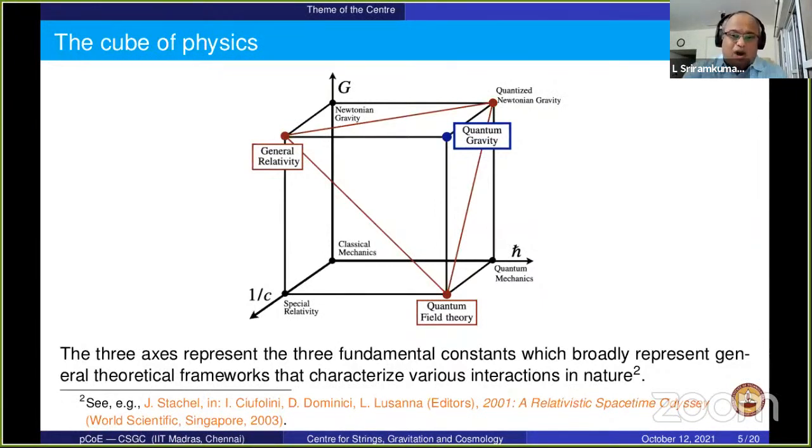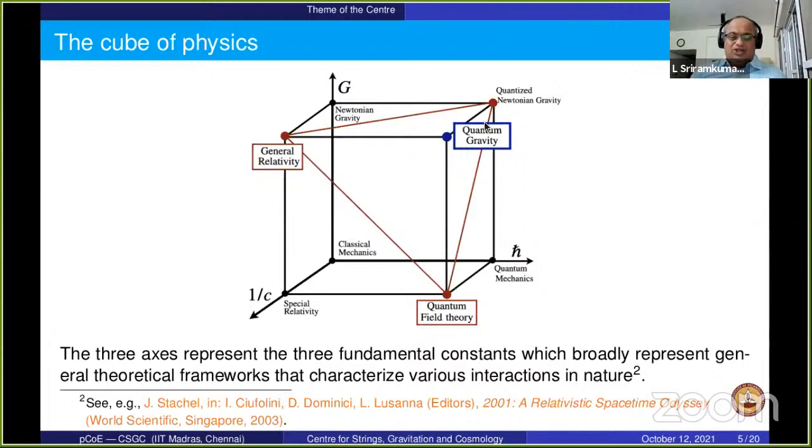However, if you want to approach a theory of quantum gravity, where you take into account the effects of gravitation, the effects of relativity, and the effects of quantum mechanics, these procedures that we adopted to construct a quantum field theory do not seem adequate to arrive at a quantum theory of gravity.